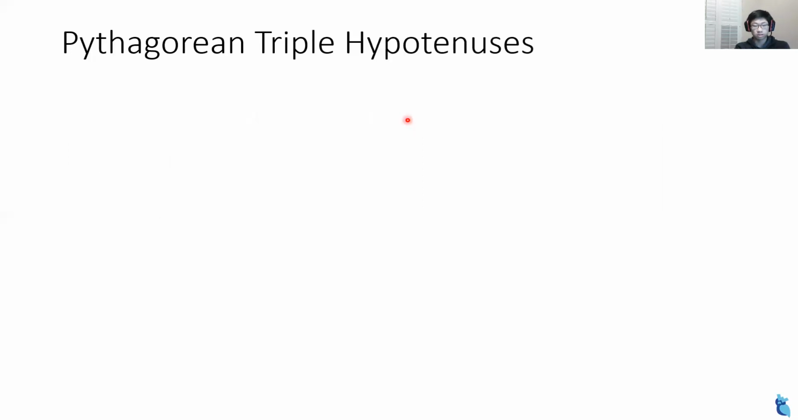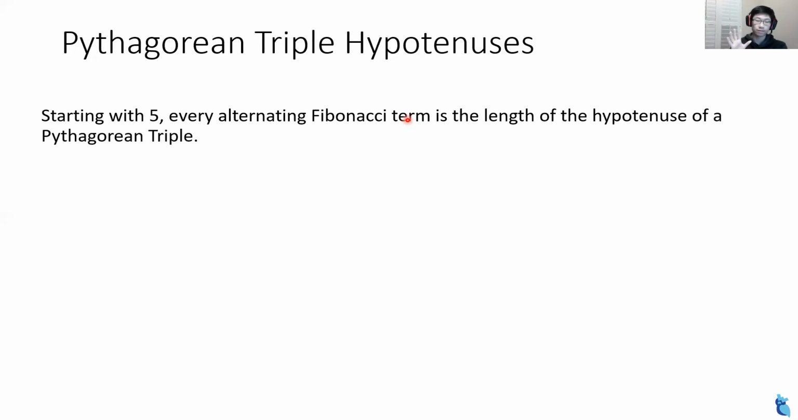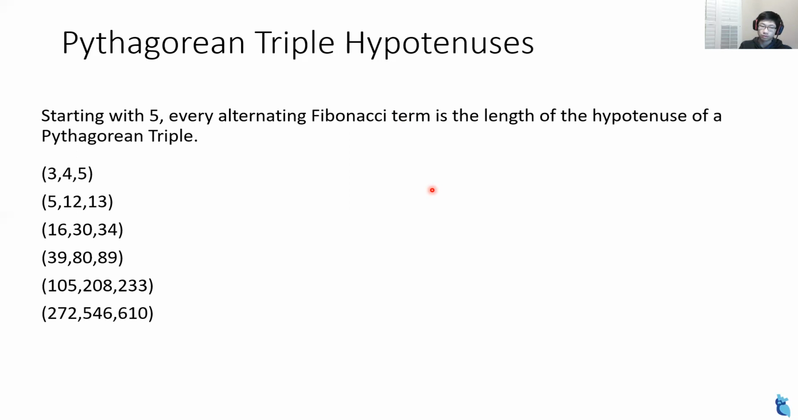Another connection that it has to the Pythagorean theorem is that if you start at 5 in the Fibonacci sequence and count every alternating Fibonacci term, so you skip one and then count the next one, those terms can be shown to be the lengths of the hypotenuses of Pythagorean triples. So for example, we have 5, 13, 34, 89, 233, 610. And those all belong to a Pythagorean triple where they are the hypotenuse. Pretty cool.